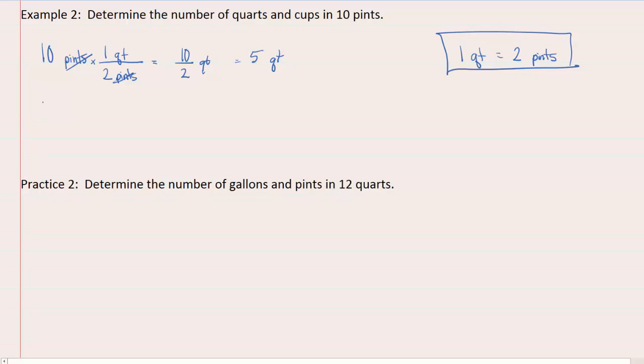Let's now do 10 pints and determine the number of cups. Once again, we have to remember back to Gallon Man and know that 1 pint equals 2 cups. This can then be written in a fraction as well, or a conversion factor, remembering to put the 1 pint in the denominator so that pints will reduce out, and the 2 cups in the numerator. We now have 10 times 2, which gives us 20 cups.